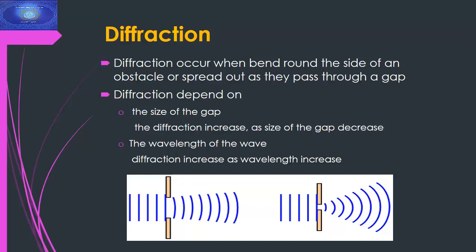Firstly, size of gap. The relation between diffraction and size of gap is inversely proportional. As the size of the gap decreases, diffraction will increase. As the size of the gap increases, diffraction will decrease. So, diffraction depends on the size of the gap. Second factor is the wavelength of a wave. As the wavelength of a wave increases, diffraction also increases. So it is directly proportional between the wavelength of a wave and diffraction.